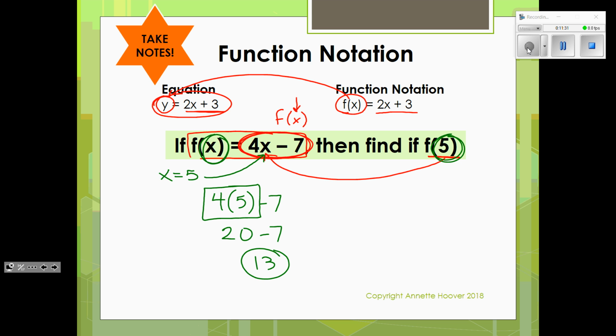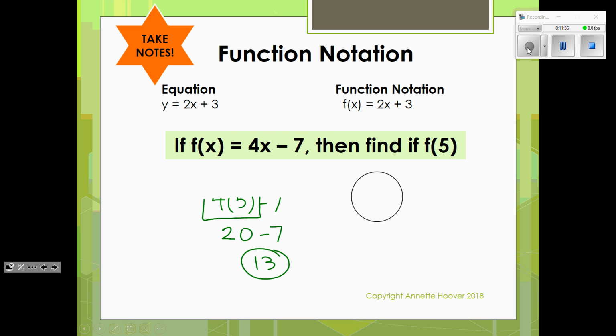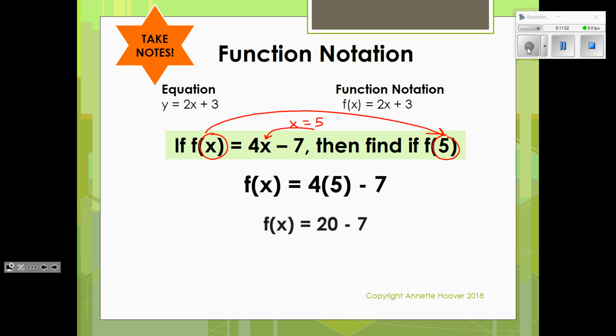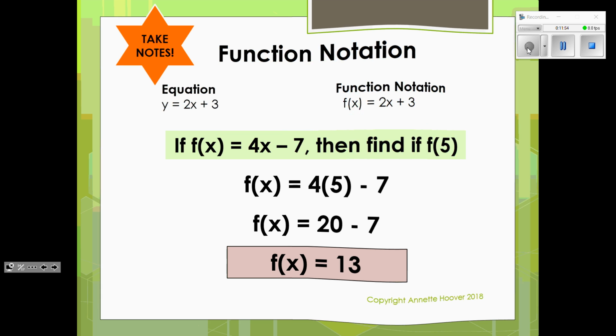So when you see something like this, you're looking to see what you're plugging in for x. So let's look at this again. You see the x right here, and you see the 5 right here. F of x, f of 5. That means that x equals 5, and you plug that 5 into the equation. So there's that one. Okay, let's look at another example.